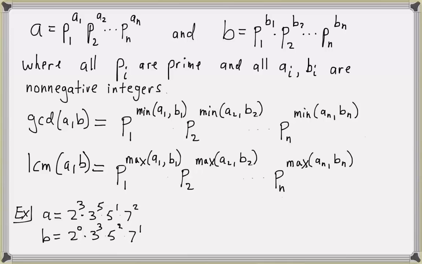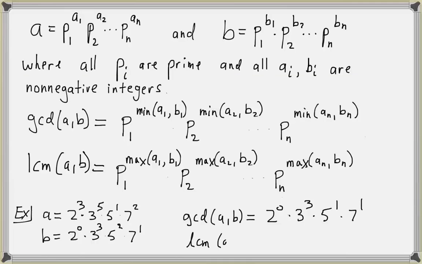Then quickly I can see that the greatest common divisor of these two integers a and b will be, again, we'll have the same primes, but I'll use the smaller of the two exponents. So 2 to the 0, 3 cubed, 5 to the power 1, and 7 to the power 1. The least common multiple of a and b will be, now I'll use the bigger of the two exponents, so this will equal 2 cubed times 3 to the 5th times 5 squared times 7 squared.